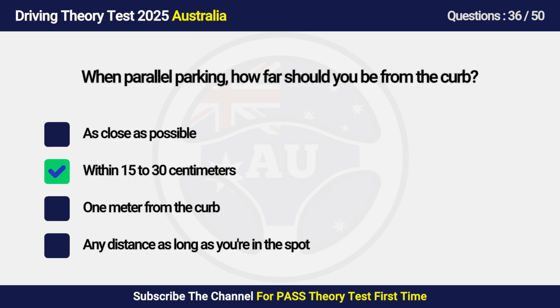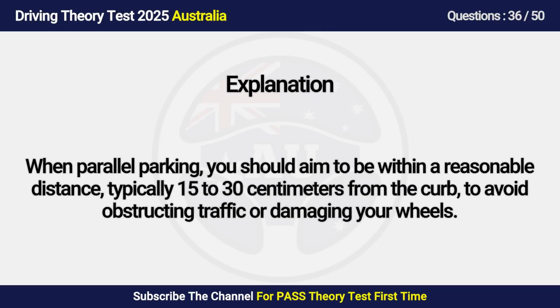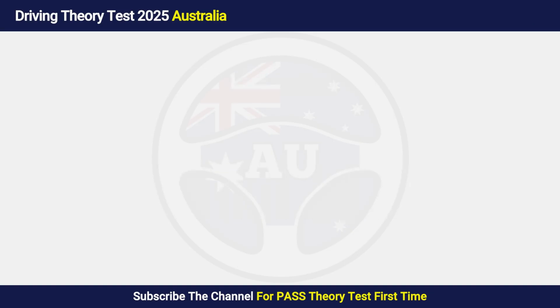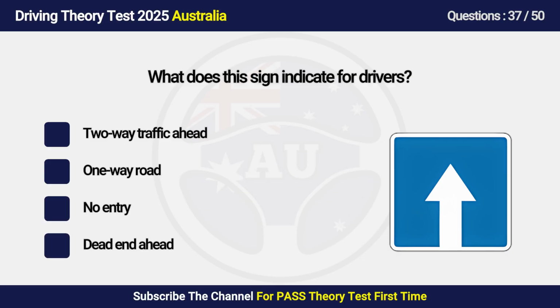Answer is B, within 15 to 30 centimeters. When parallel parking, you should aim to be within a reasonable distance, typically 15 to 30 centimeters from the curb, to avoid obstructing traffic or damaging your wheels. Question 37. What does this sign indicate for drivers?